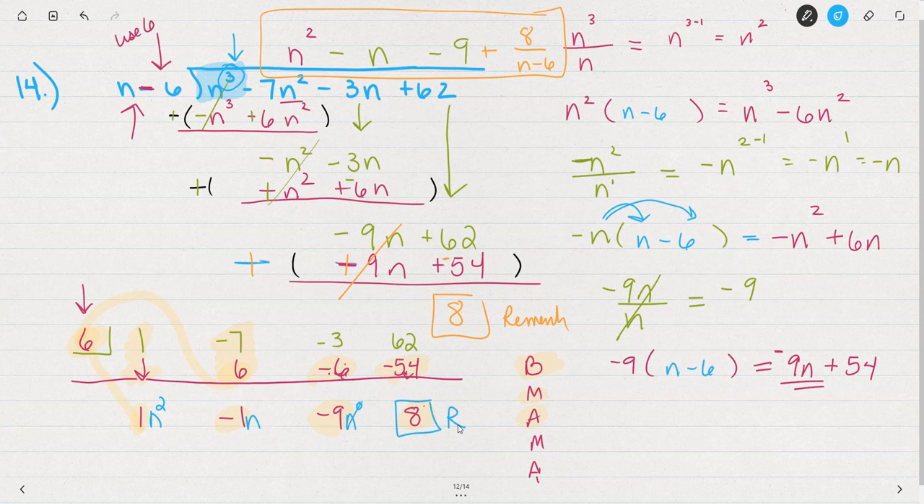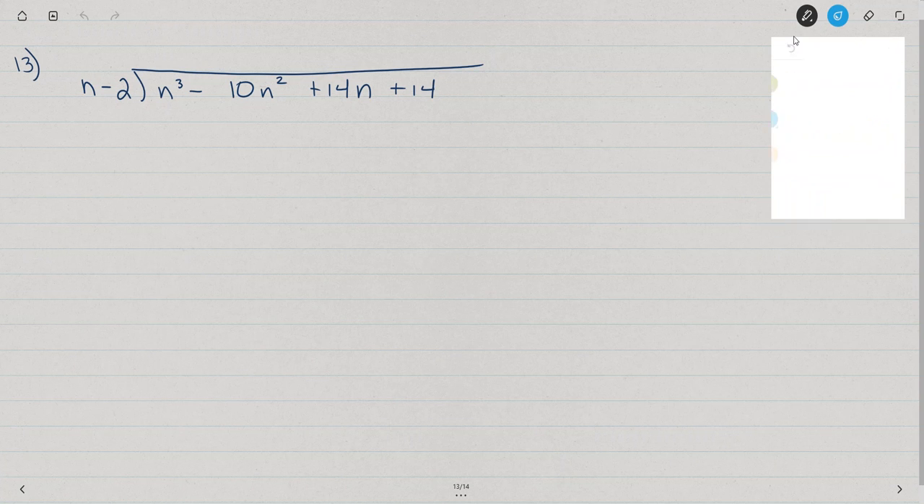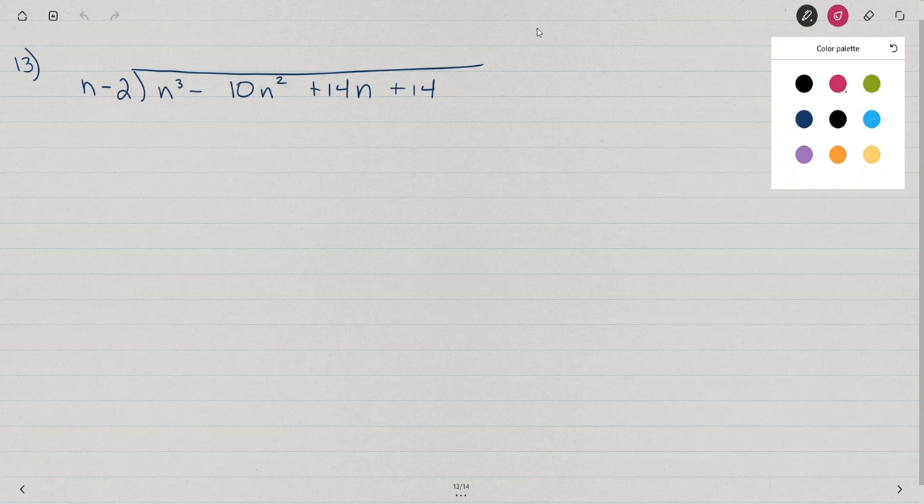Do you see how you get the same answer? N squared minus n minus 9, remainder 8. And that's it. This isn't an easy process. It's easy after you've practiced it a few times, but it's not really easy just by itself. So let me try another one for you.